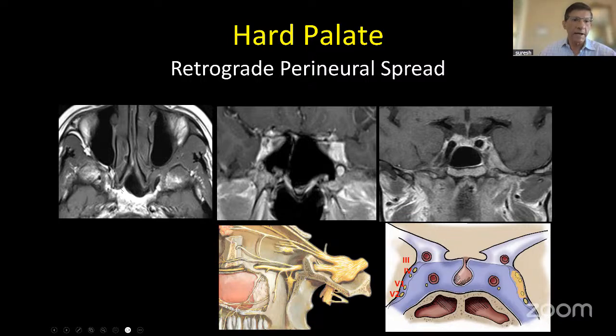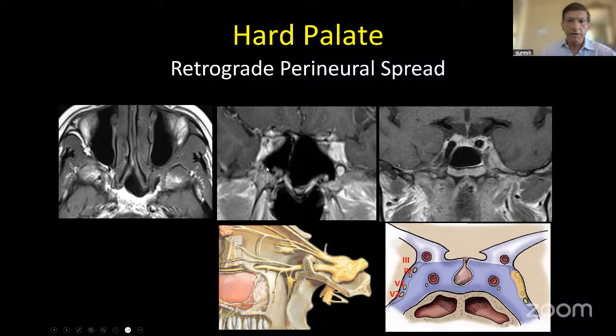If I draw a line down the middle, compare the right side to the left side, notice the evil gray right here. Notice the normal fat. This is telling us the tumor is back in the pterygopalatine fossa. And once it's back in the pterygopalatine fossa, as I mentioned before, it can have retrograde perineural spread. So if I draw a line down the middle, compare the right side to the left side, I think you can see this big enhancing tumor. This is retrograde perineural spread along V2.